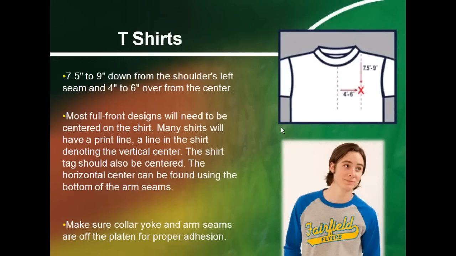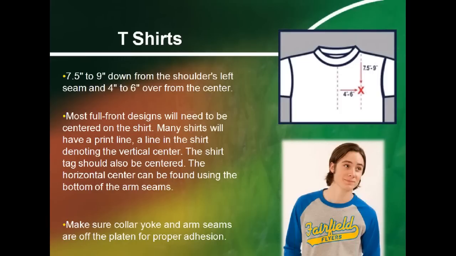Moving on to our favorite, the t-shirt. And I did keep this as a sporting sort of themed t-shirt, but it's the same standard for all t-shirts. You want to go about 7.5 inches to 9 inches down from the shoulder's left seam, and then again 4 to 6 inches over from the center. Now most full front designs will typically be centered on the shirt.